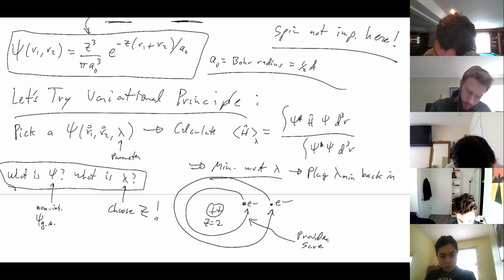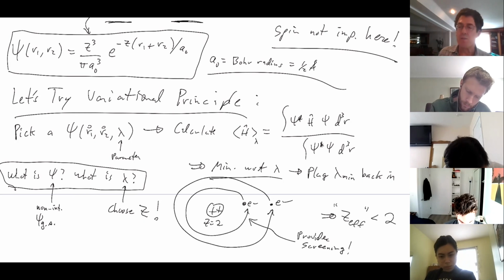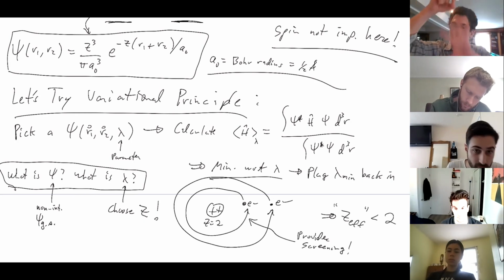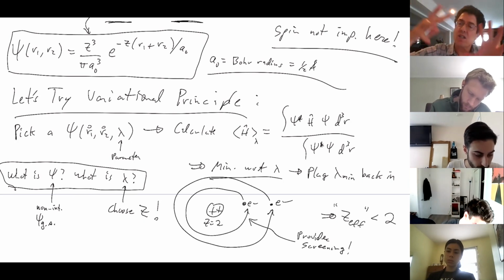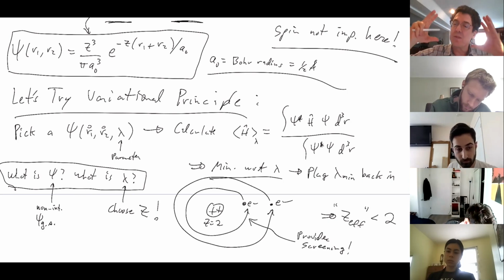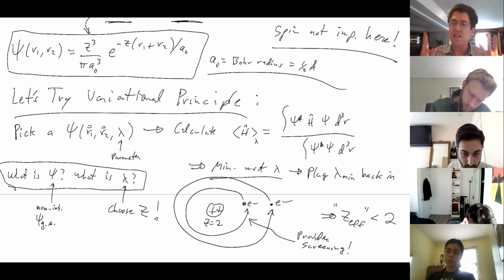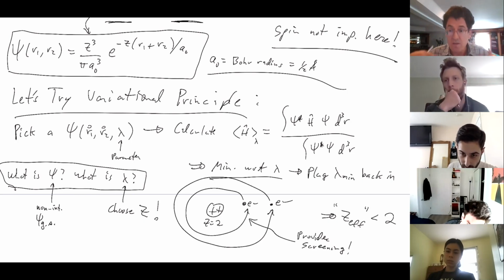So the point is, the Z effective is less than 2, because each electron screens the other electron. They're screening each other. And so each electron, when he looks at the nucleus, sees a smaller charge. So this idea that the effective Z is smaller than 2 is intuitive. It makes sense from a physical perspective.